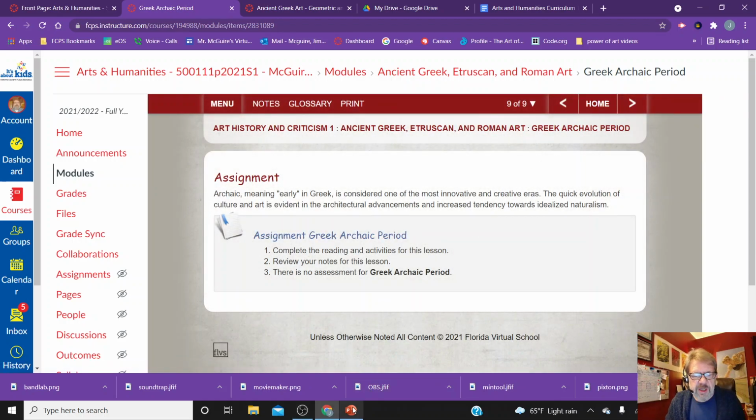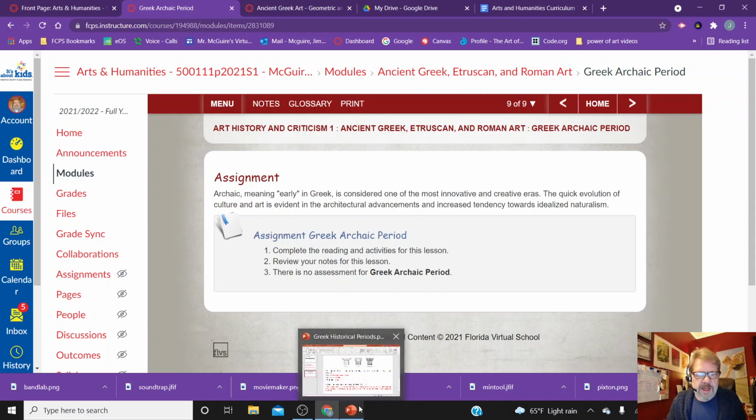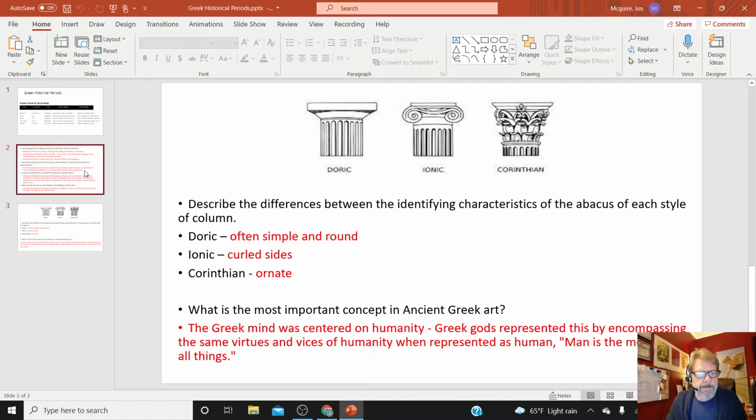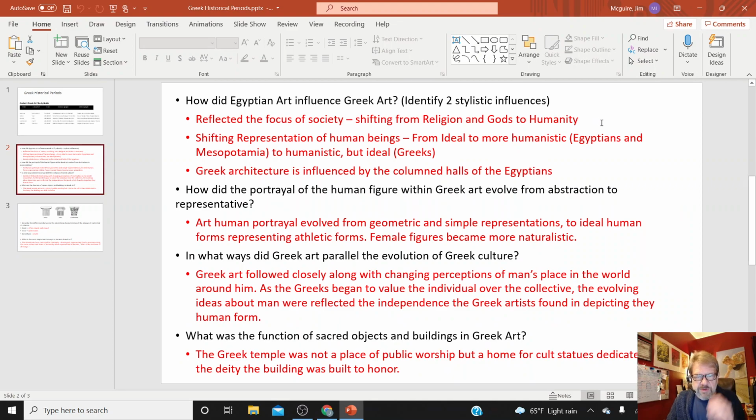So let's take a look at our handout. How did Egyptian art influence Greek art? We've talked about a few different ways. We reflect on the focus of society shifting from religion and gods to humanity. Hopefully you've already got this filled out, but if you haven't, you need to be scribbling away. Shifting representation of human beings, again, from that ideal to the more humanistic.